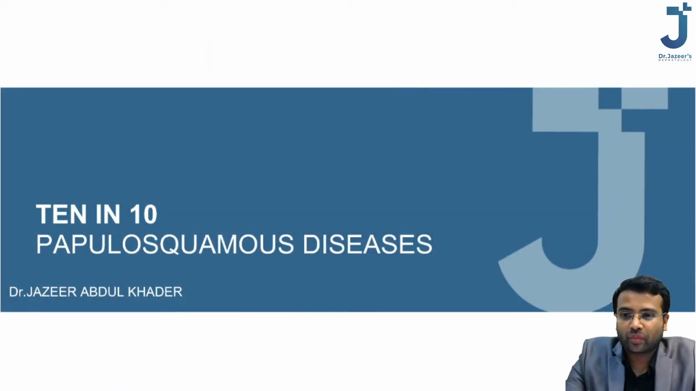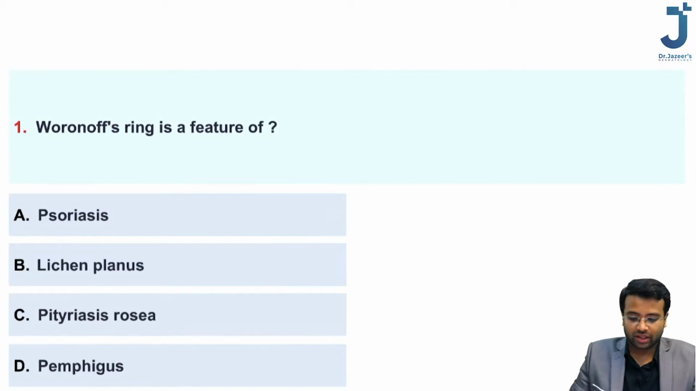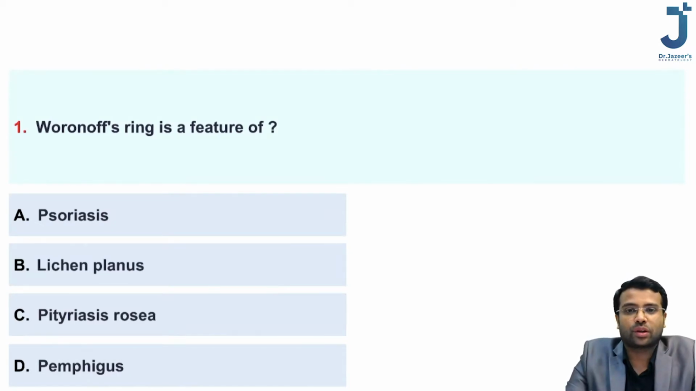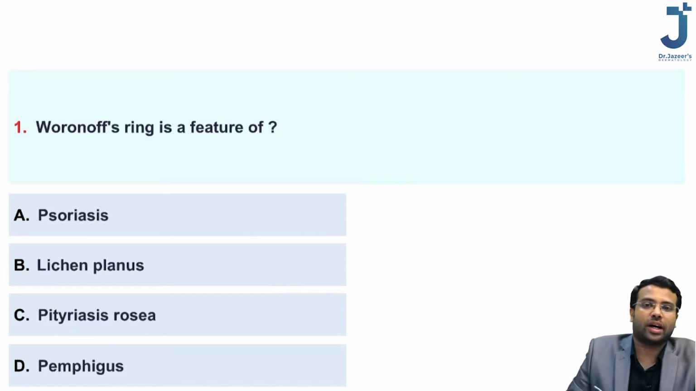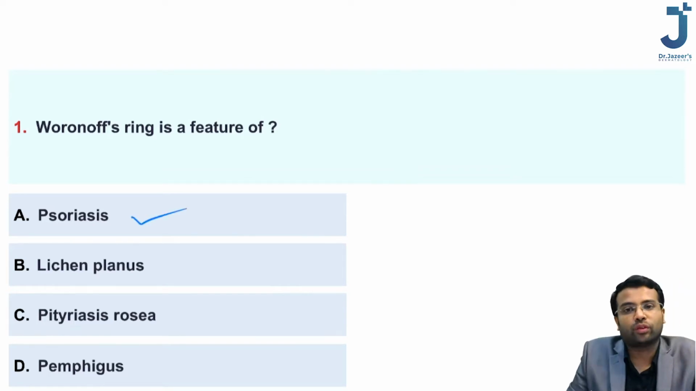So let's get started. The first question is, Voronoff's ring is a feature of. So in which disease do you find Voronoff's ring? Options are psoriasis, lichen planus, pityriasis rosea and pemphigus. So this is pretty much a direct question. The answer here is psoriasis, where you find Voronoff ring.